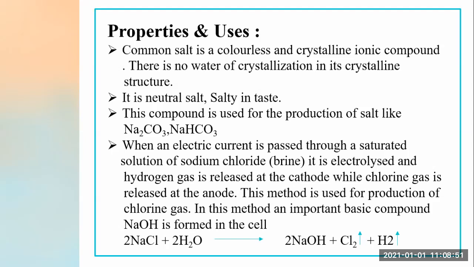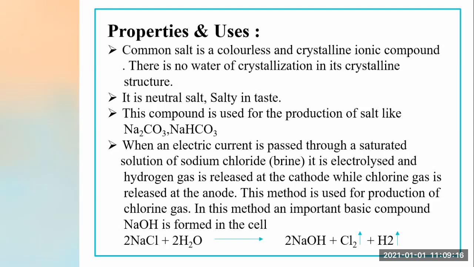While chlorine gas is negatively charged, so it will get attracted towards the anode because anodes are positively charged, right? So all the chlorine gas can be released at the anode. So see students, in this method what we see, we get a production of chlorine gas. Now I will try to explain it to you in a chemical reaction form.